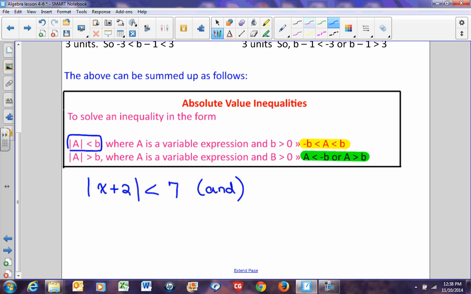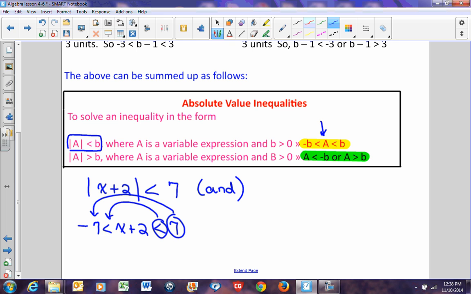To translate that into this form right here, all I need to do is write it exactly as I see it without the inequality symbols. X plus 2 is less than 7. Take this inequality symbol, put it in the front. Take this number, put it in the front, but make it negative. So that's all you have to do to set up your inequality.